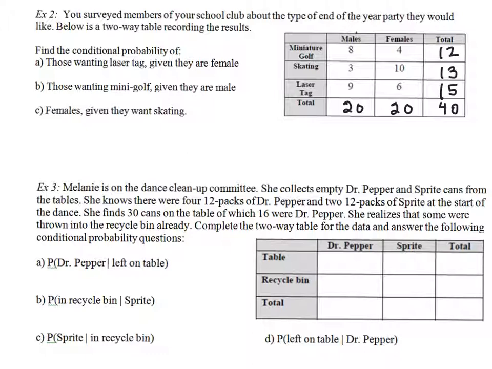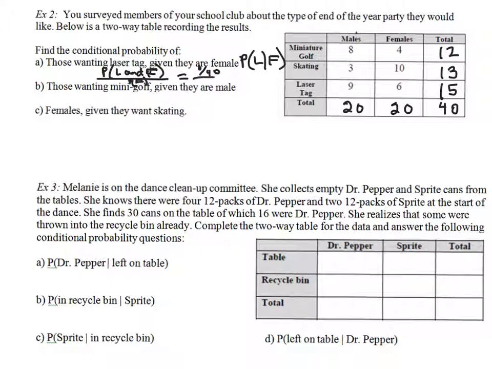So we want to find the conditional probability of those wanting laser tag given that they are female. So that's going to be the probability of laser tag given female. So we know, of course, that we're going to have to take the probability of laser tag and female divided by the probability of being female. So to do that, the laser tag and female group is going to be this group right here. How many are there all together? 40. So we're going to say that's 6 out of 40.